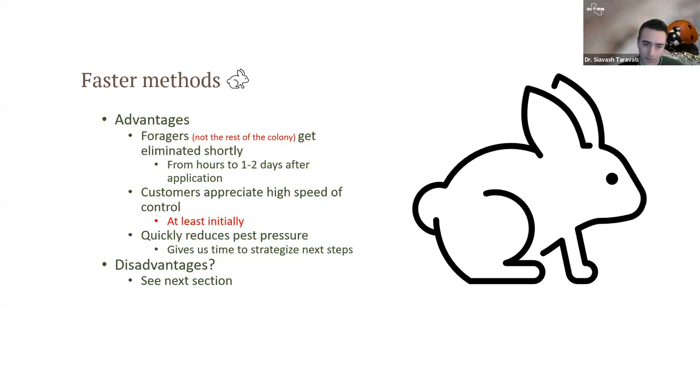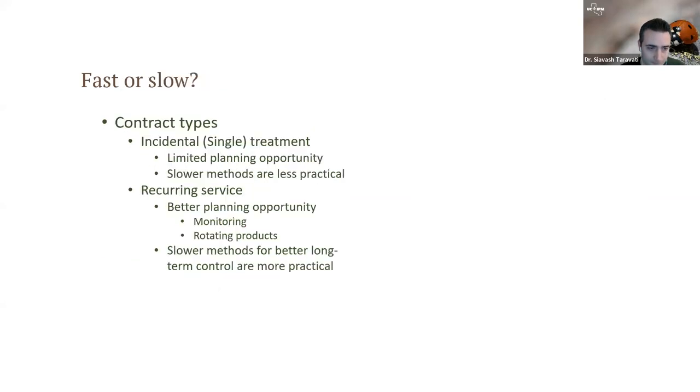So this is really great about using fast acting methods. And using fast or slow methods is also dependent on the contract types that you have. If you're just doing incidental treatment, somebody called and you're going there and there's no recurring service or annual contract, then you're limited on what you can do. And it only makes sense to use a fast acting method to get rid of the problem and keep the customer happy, and then go to the next site, right?